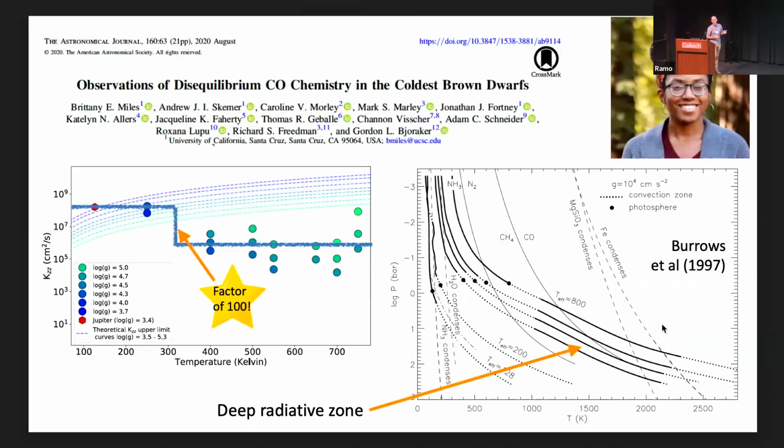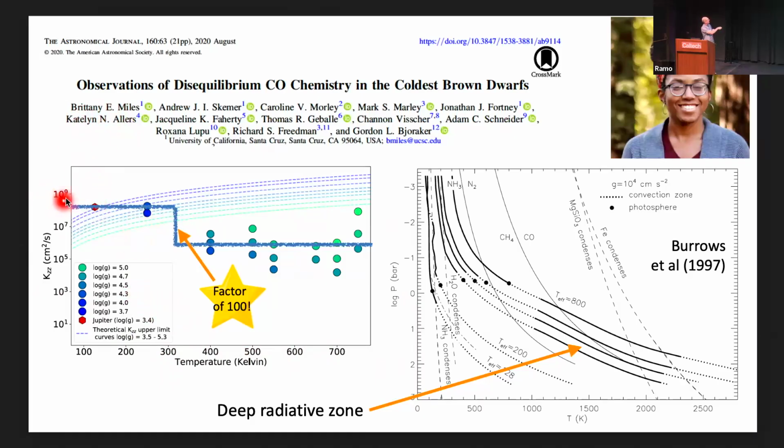So our first view into thinking about how mixing works in some of these atmospheres came from a really nice paper by Brittany Miles that I was lucky to be a part of. Using ground-based spectra in the mid-infrared, she was able to see CO at 4.5 microns being dredged up in very, very cold brown dwarfs. And one of the things she was able to do was assess this KZZ, this diffusion coefficient, as a function of effective temperature for really cold brown dwarfs.